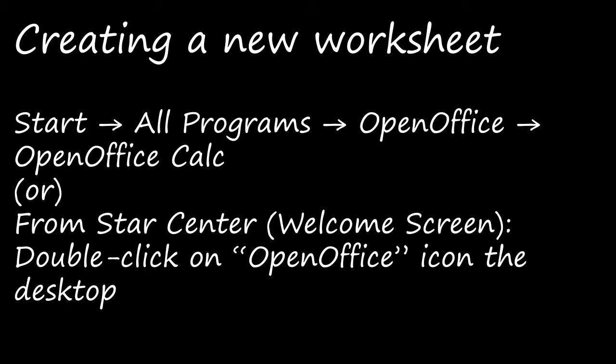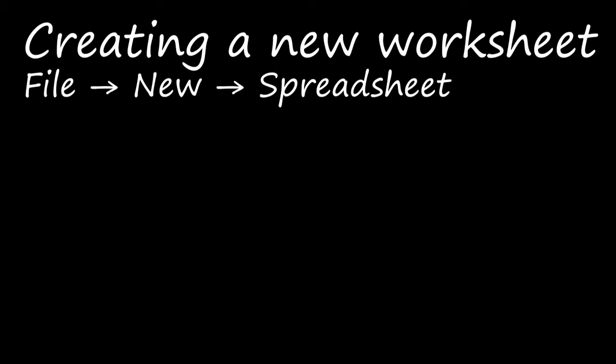In the Star Center, you'll have the spreadsheet icon there. You can double click it and the spreadsheet will be opened. To take a new spreadsheet, you have to go to File, New, and then click on Spreadsheet. So the work area, the worksheet, will appear here. We'll have so many cells, and we can do operations in this OpenOffice Calc.